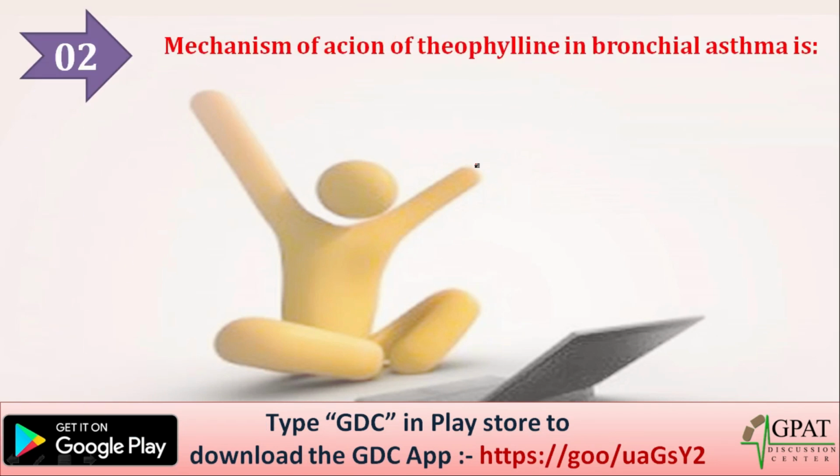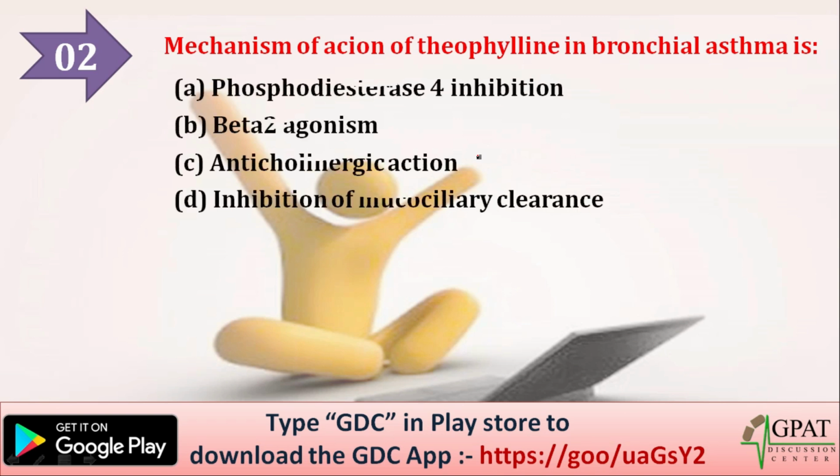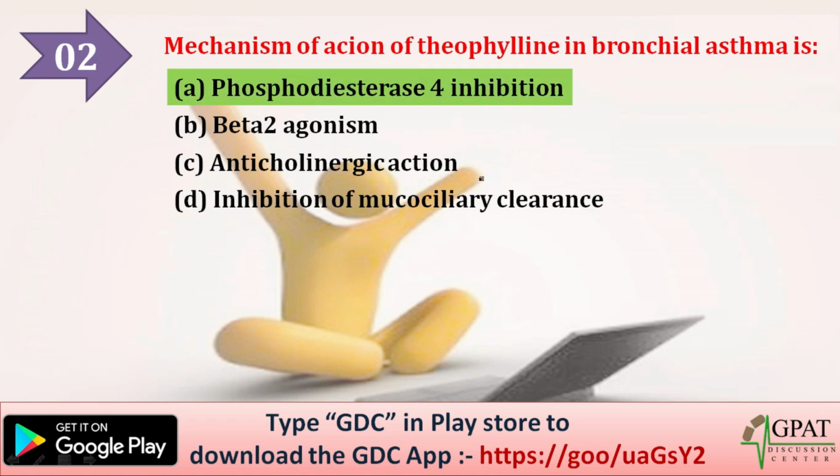Mechanism of action of theophylline in bronchial asthma is, and the options are option A phosphodiesterase 4 inhibition, option B beta 2 agonism, option C anticholinergic action, option D inhibition of mucociliary clearance. So which is the correct answer? The mechanism of action of theophylline in bronchial asthma is phosphodiesterase 4 inhibition. By inhibiting phosphodiesterase, it shows its action.